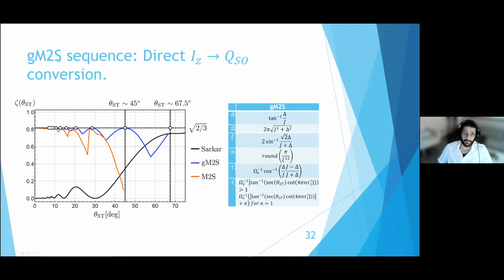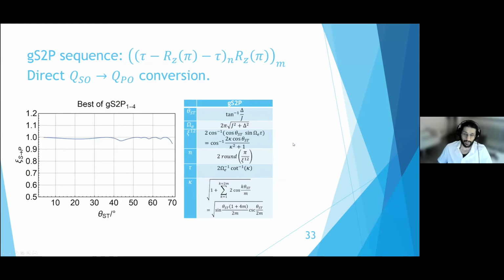And this is the GM2S sequence and its efficiency as a function of your singlet-triplet mixing angle. You can see that it accomplishes a good efficiency all the way up to 67.5 degrees. And these dips you see, with numeric optimizations, you can get rid of them. But let's say this is just with the analytical expressions, which I attach here. They're very bulky.